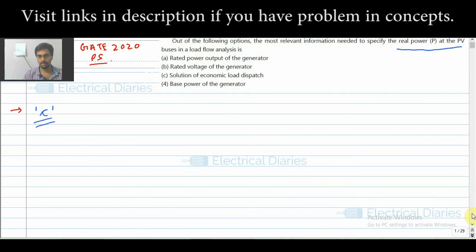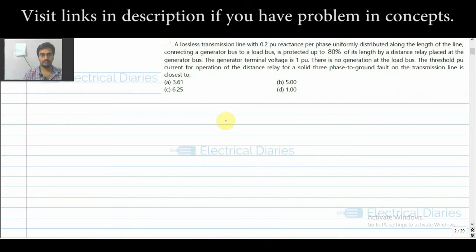Okay, so let us now move to the next question. Okay, so next question, again GATE 2020 power system we are doing. A lossless transmission line with 0.2 per unit reactance per phase uniformly distributed along the length of the line connecting a generator bus to a load bus protected up to 80% of its length by a distance relay. Okay, what he is saying is that there is a lossless transmission line and the reactance of the line is 0.2 per unit per phase.